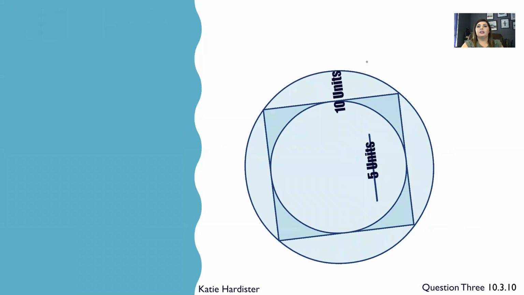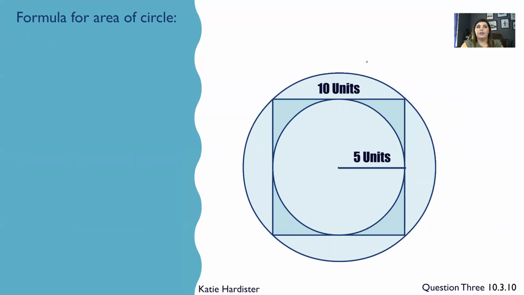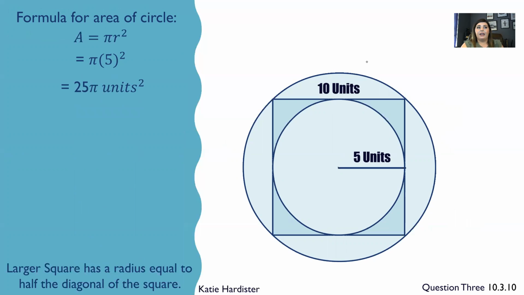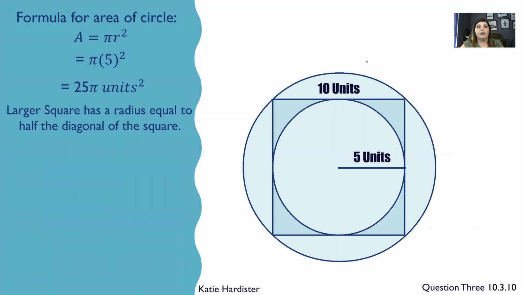So this is a little tricky. We're going to have our circle, and we're going to try to find the area for the circle. So that formula looks like this, and that's area equals pi r squared. And so we know that r is our radius, and our radius is 5. So we just input that in, and whenever we do, we will end up with 25 pi units squared, and that's going to be the area of our circle.